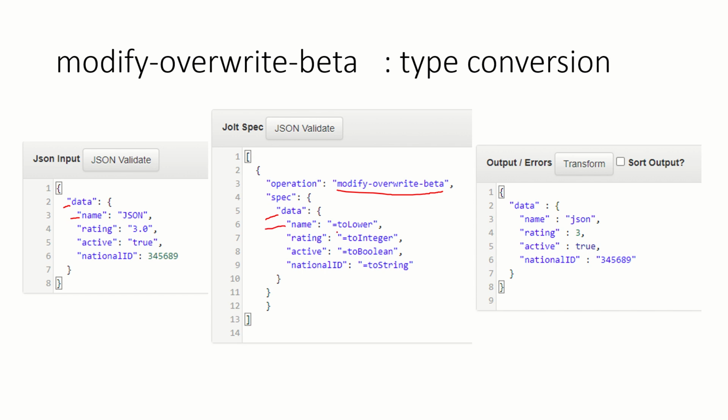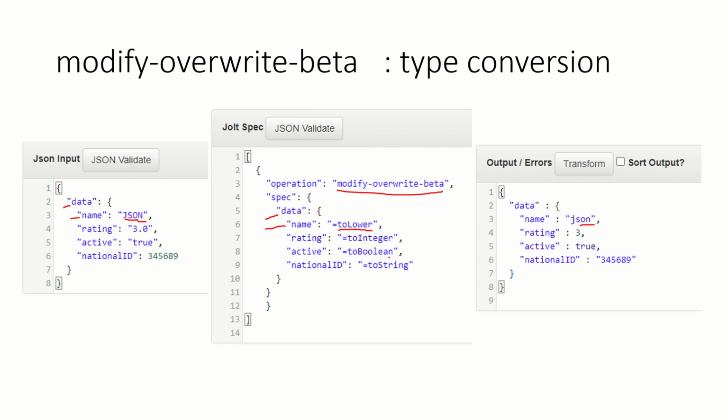And as you know, in Excel you provide a equal to and then provide a formula. Similar way, if you want to provide any function, here you will provide equal to and a function name, what you want to do with that particular value. So I'm saying to lower, that means I want to change a case of this text JSON into lowercase. So because of this modify override beta, the name value will be converted into lowercase and output will contain lowercase JSON.